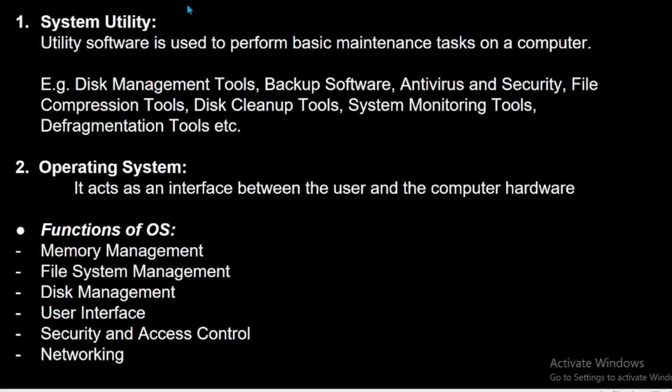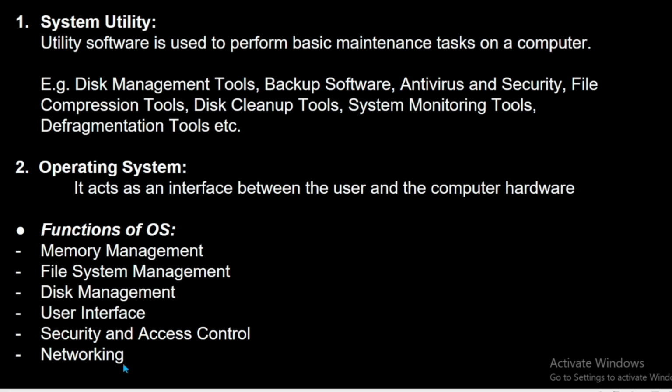The system utilities are small tools that perform maintenance tasks like disk cleanup, backup, virus scan, or defragmentation. Whereas operating system is the main controller that acts as the bridge between the user and the hardware. Without OS, the user can't directly interact with the hardware. It needs to take the help of the operating system.